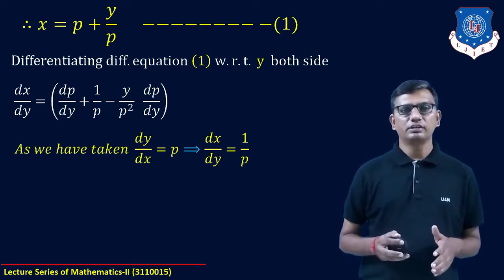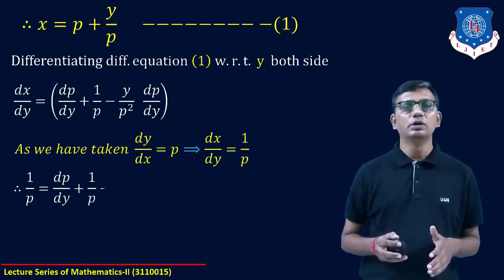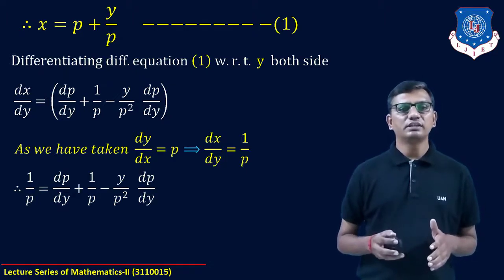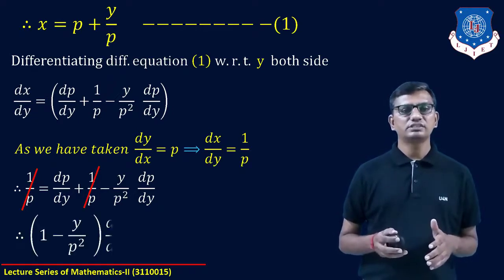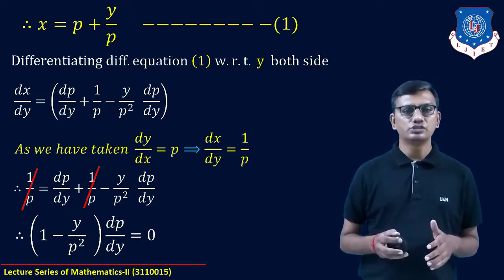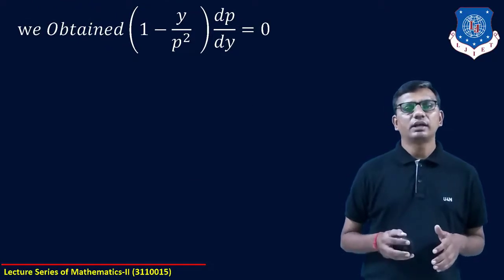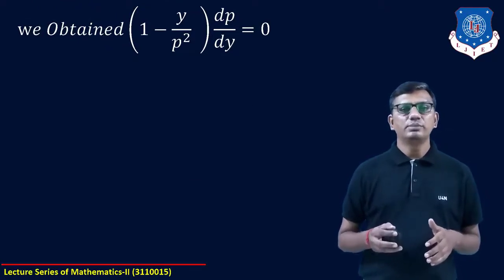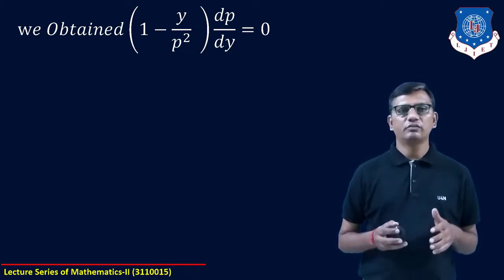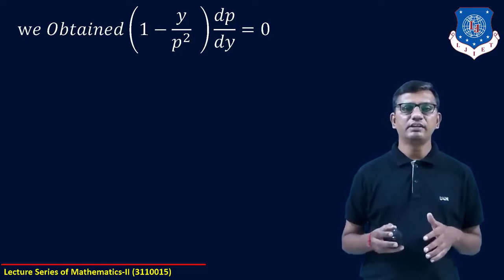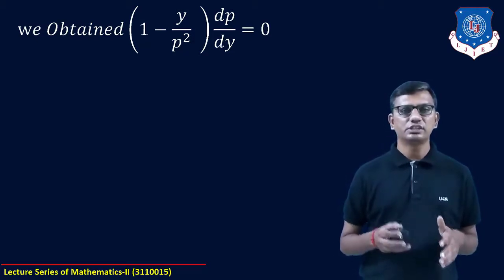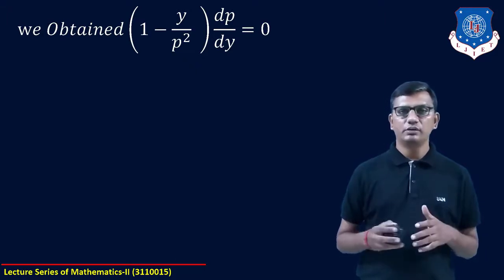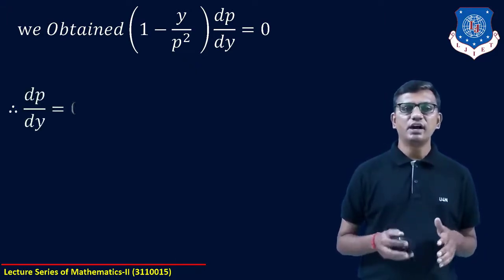So we put this in our previous step, then we get 1 upon p equal to dp by dy plus 1 upon p minus y upon p square dp by dy. Here 1 upon p cancels from both sides, then we get (1 minus y upon p square) dp by dy equal to 0. Here we have two factors, 1 minus y by p square and dp by dy, but the first factor 1 minus y by p square is not a first order first degree ordinary differential equation. So we will consider only the first order first degree ordinary differential equation, which is dp by dy equal to 0.